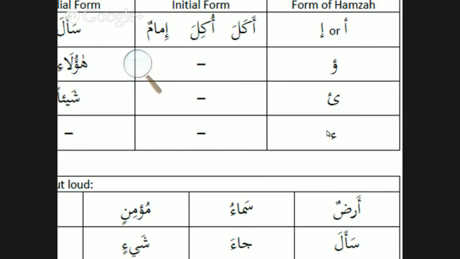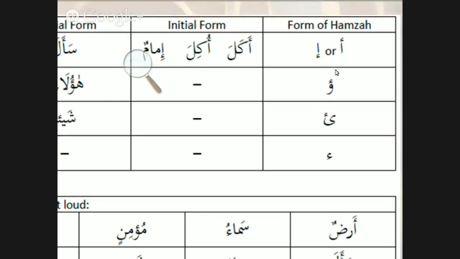So the Hamza actually can be on top of an alif, it can be below the alif, it can be on top of a waw, and it can be on top of a ya. Okay? So that's the Hamza. It usually sits on a letter, right? Or in the case of alif, it can sit below the letter as well. Okay? So this is why you don't know exactly which form the Hamza is going to come in.